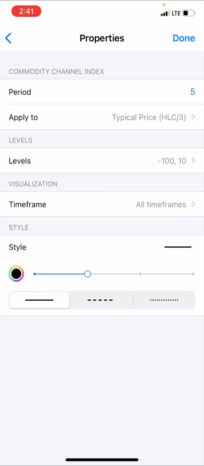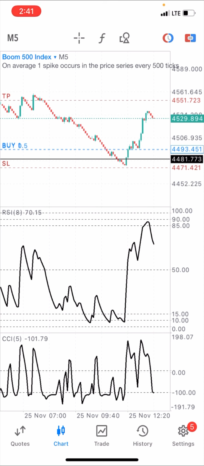Always apply dark colors if you are using the white background, and bright colors if you are using the dark background, so that they'll be visible on your screen. So if you click done, you would notice that automatically you have indicator windows on your chart, the first and the second one. The first one is the RSI, while the second one is the CCI.